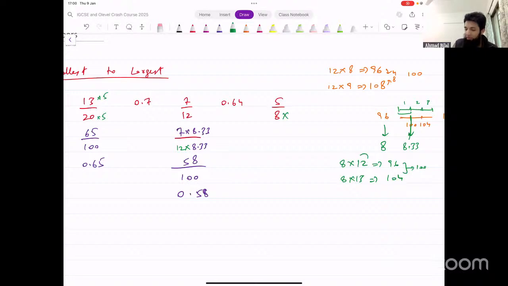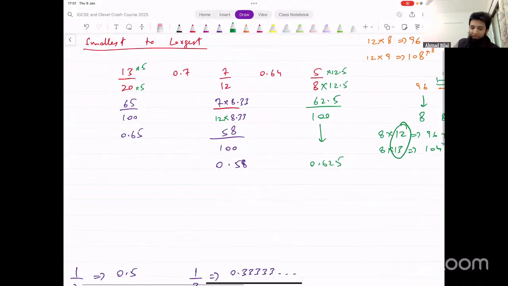Now you see 100 is exactly in the middle. If it's exactly in the middle, that means 12.5 is going to work. 12.5 in the denominator and 12.5 in the numerator. That means if we multiply by 12.5 in the numerator and in the denominator, we can convert the denominator to 100. Now, what's 5 into 12.5? Do 5 into 12, that is 60, plus 5 into 0.5. So basically half of 5, what's that? That's 2.5. That's going to be 62.5. And this can then be written as 0.625.